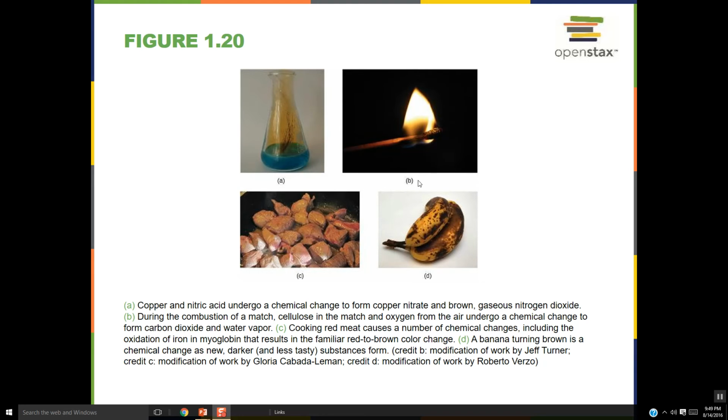So if we look at Exhibit B, we've got a matchstick, and the cellulose that makes up the wood in the matchstick is going to react with oxygen from the air and produce a chemical change. It's going to release carbon dioxide gas and water vapor. Now we don't see the water vapor. It's so hot it actually evaporates rather quickly. And the carbon dioxide's a colorless gas.